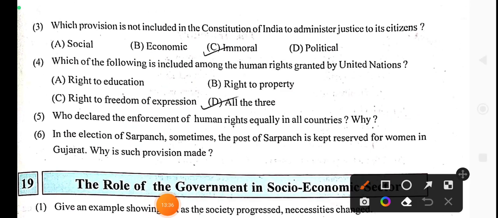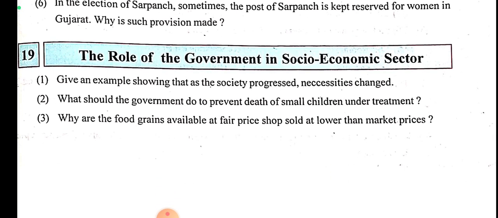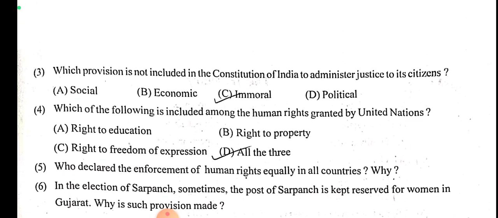Which provision is not included in the Constitution of India for administering justice to Indian citizens? So, immoral. Which of the following is included among the human rights granted by the United Nations? So, all of three. Role of the government in social economic. તો એક માર્ક્સના સવાલ છે આ.